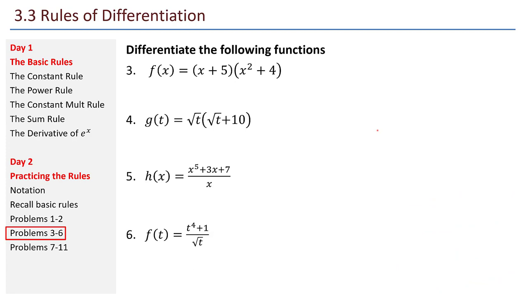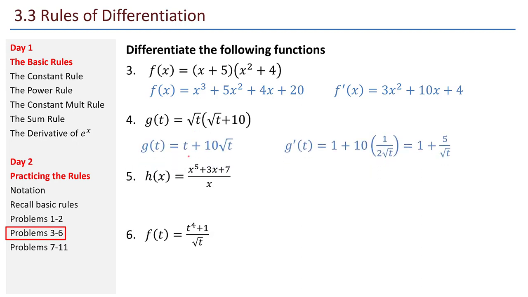For the first problem, for number 3, you'll need to expand that. You get a big polynomial, and then just using the power rule and the constant multiple rule and the constant rule, we can simplify that to get f prime. For problem 4, distribute the square root of t. And when you distribute the square root of t, you get t plus 10 root t.